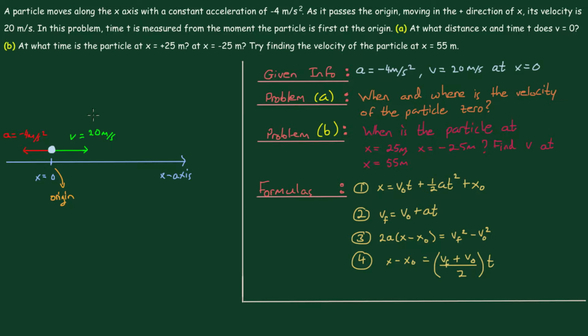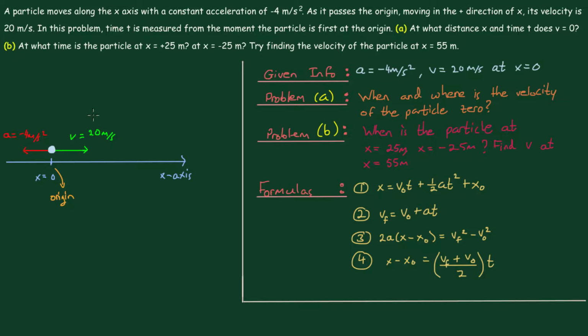Okay, so we're going to be dealing with a constant acceleration problem. And the problem goes, a particle moves along the x-axis with a constant acceleration of -4 meters per second squared. As it passes the origin moving in the positive direction of x, its velocity is 20 meters per second. So in this problem, time t is measured from the moment the particle is first at the origin. At what distance x and time t does v equal 0?